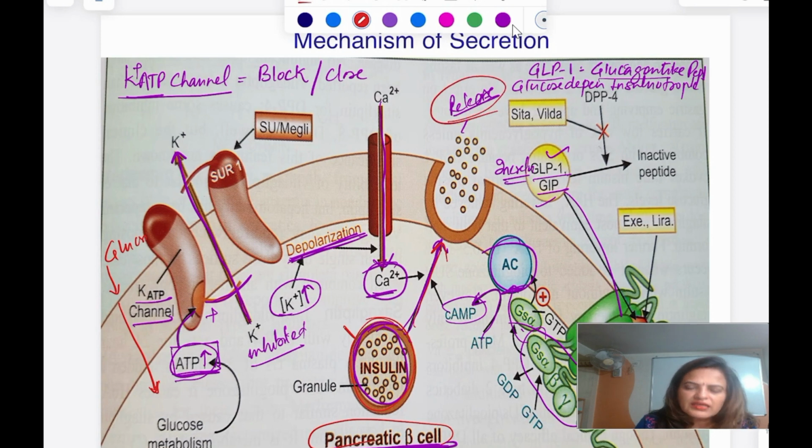Once it is released, it comes into the circulation. Now what is its action? How is it going to perform its action? It is going to bind with its receptor, which is present on almost each and every cell, and the maximum number of insulin receptors you can see on the liver cell and the minimum on the vascular endothelial cell. Now what kind of receptor?